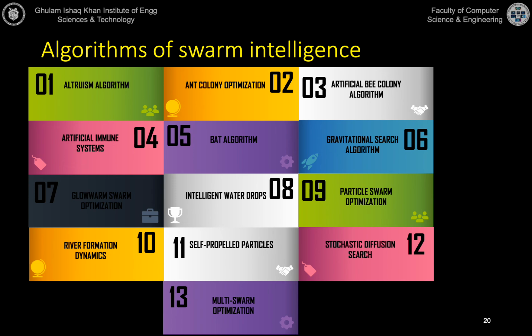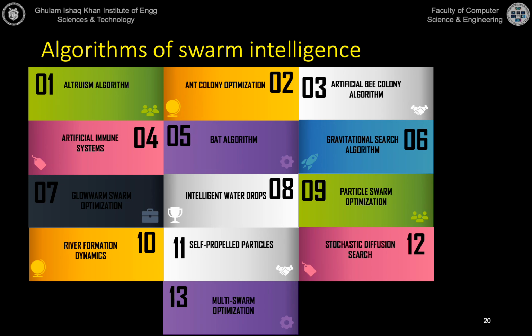Then we've got ant colony optimization, which I'm going to discuss in section 7.2. Then artificial bee colony algorithm, artificial immune systems, the bat algorithm, the gravitational search algorithm, then glowworm swarm optimization. Then we've got intelligent water drops. We have particle swarm optimization, which I'm going to discuss in section 7.3.